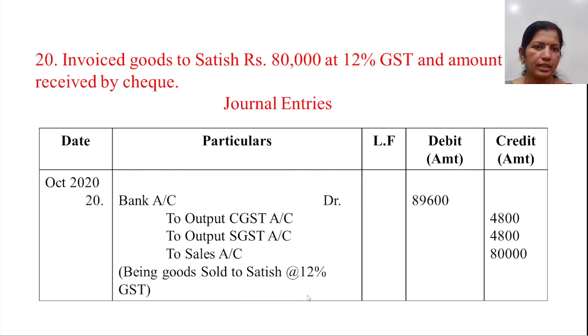See the journal entry: bank account debit to output CGST account, to output SGST account, to sales account. For this transaction, first calculate the values for credit. First, note down the sales as given, the value of the selling price, 80,000. Next, calculate 6% of 80,000.